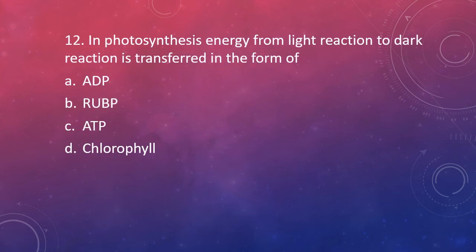Question number 12. Photosynthesis energy from light reaction to dark reaction is transferred in the form of. During the process of photosynthesis, energy from light reaction to dark reaction is transferred in the form of ADP, RuBP, ATP or chlorophyll. Correct answer is option C, ATP.